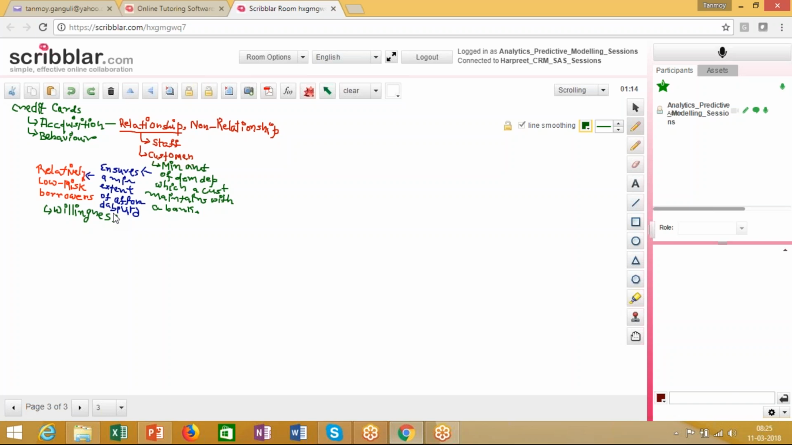That is why the banks are always willing to give out a line of credit to these people. Hence it is easier for a relationship borrower to get a credit card than a non-relationship borrower. So, willingness to give credit: the willingness of the bank to lend credit is very high for these borrowers.